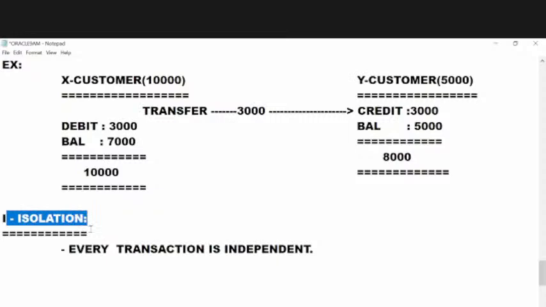Isolation. Isolation means what now? Every transaction will be treated as an independent transaction, and one transaction will never interfere with another transaction. Understand now? That's why you can withdraw, deposit, transfer, check balance, and get mini statements. Every time you do a transaction, one independent ID number is generated for that transaction.